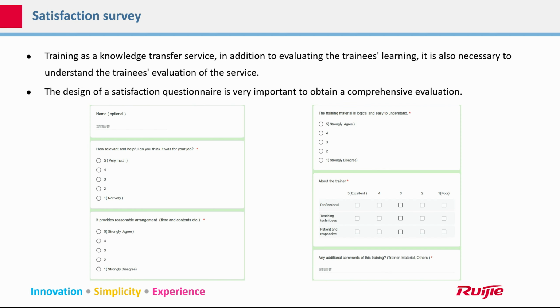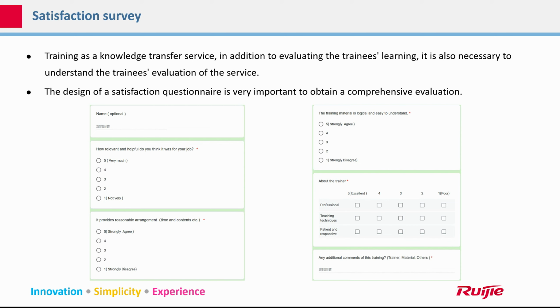So firstly, after we finish the training, the first thing we should do is the satisfaction survey. Training is a knowledge transfer service. In addition to evaluating the trainee's learning, it is also necessary to understand the trainee's evaluation of the service. The design of a satisfaction questionnaire is very important to obtain a comprehensive evaluation.